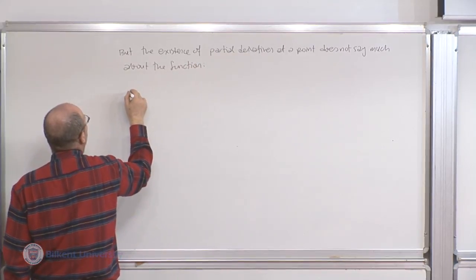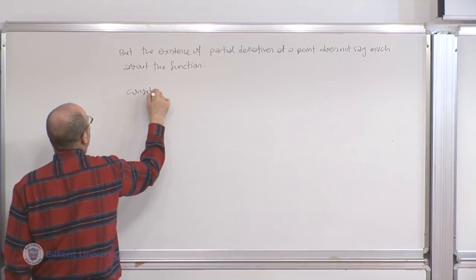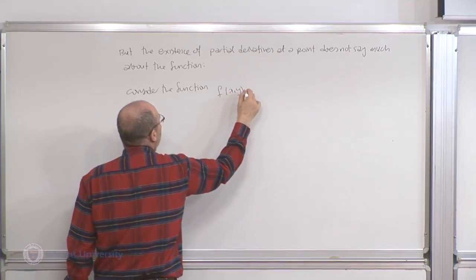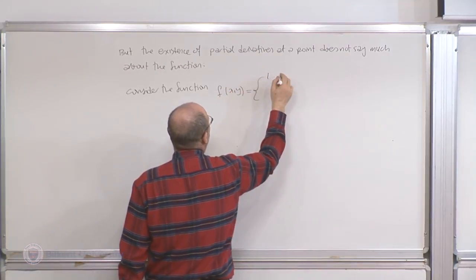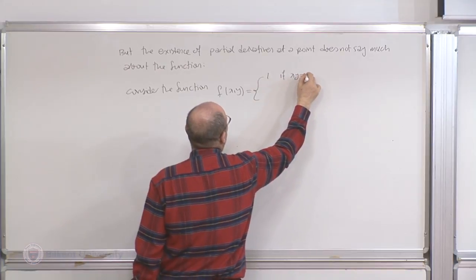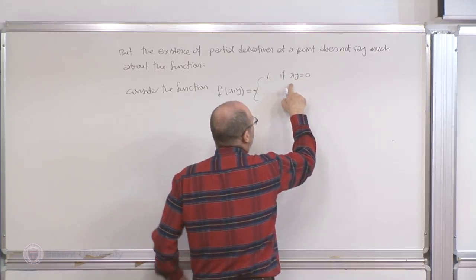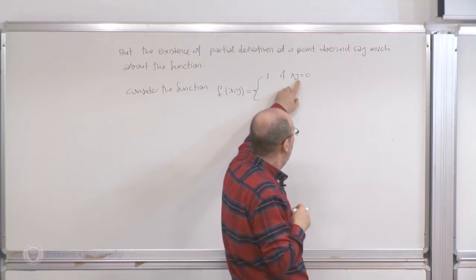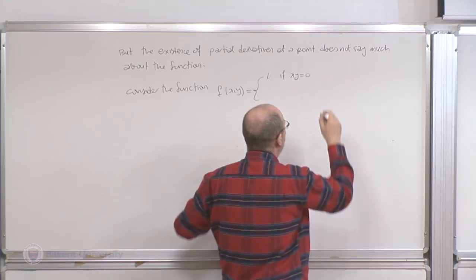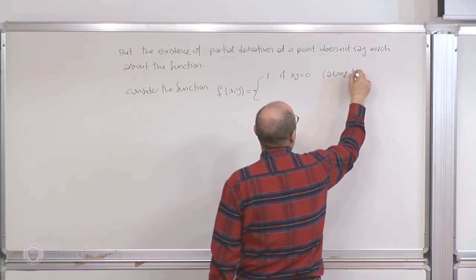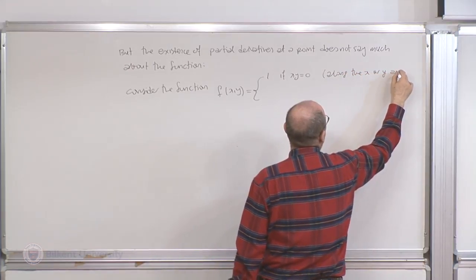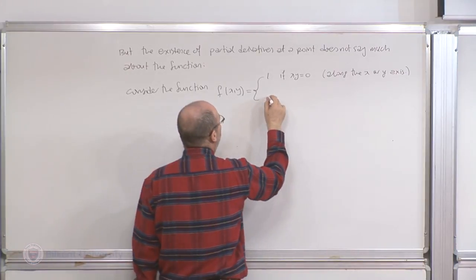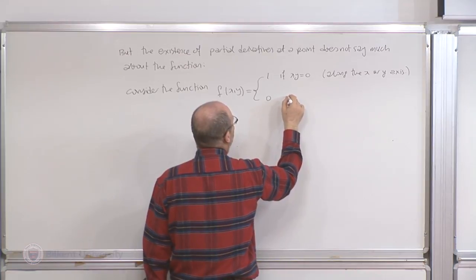Okay, so here's an example. Consider the function f of x, y equal to 1 if x, y equals 0. So this is either one of them is 0. If one of them is 0, y is free, so we are moving along the y-axis. Or this one is 0, we are moving along the x-axis. So this means along the x or y-axis. The function takes the value 1 along these, and everywhere else it is 0 otherwise.